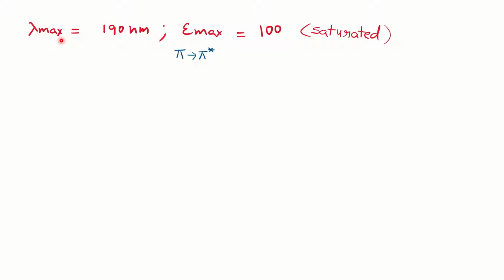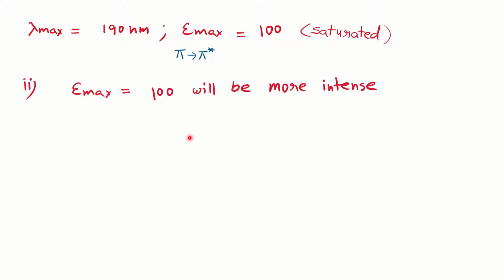Next, the data is given 190 nanometer, 100. Since it is a saturated ketone, the wavelength is less here for pi to pi star transition. Next, they are asking which is more intense. Obviously, the higher the value of epsilon max, the more intense it will be. So if you compare the two data, 15 and 100, 100 is more intense. So this peak will be more intense, which is for pi to pi star transition.